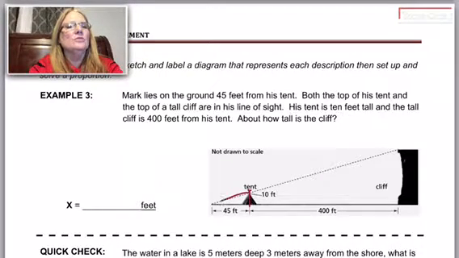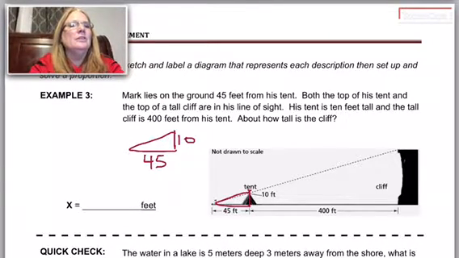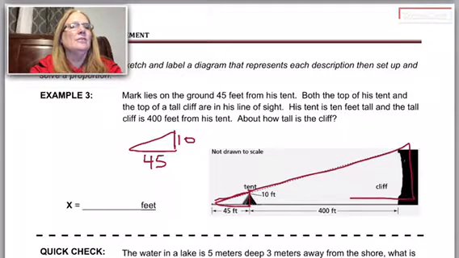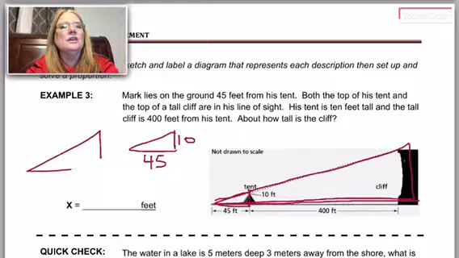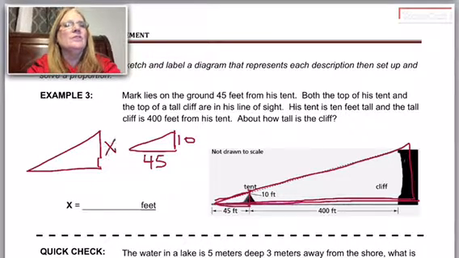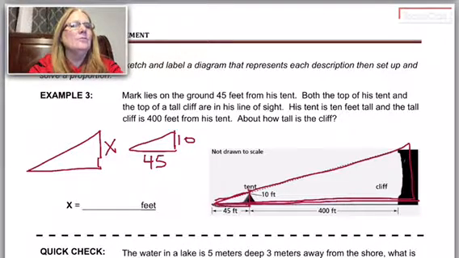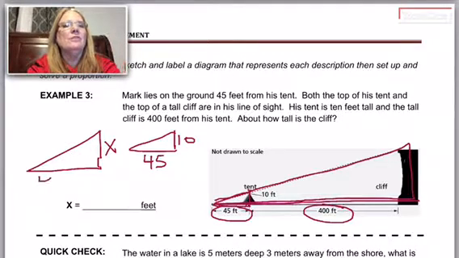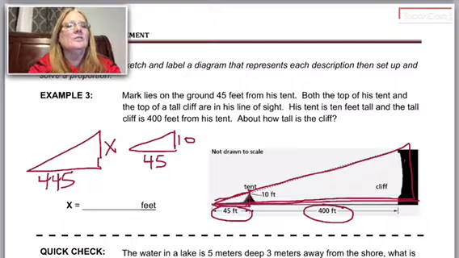So they give us the picture. We have this little triangle here with measurements of 10 feet and 45 feet. And then we have the big triangle. Here, just look at your picture and hopefully you see that we're looking for this height, but the triangle includes both the 400 and the 45. So we need to add those together. And then we're just going to set up our proportion.